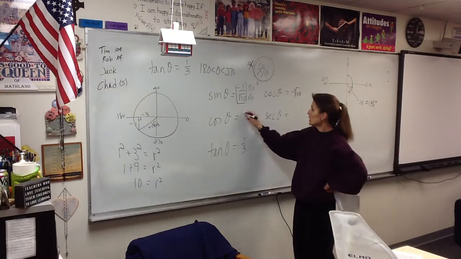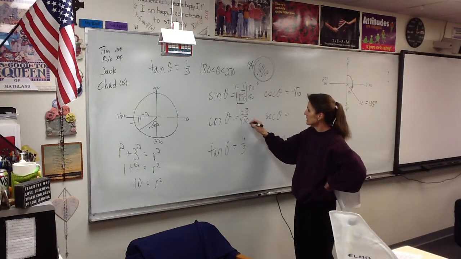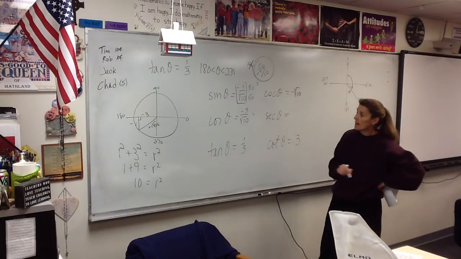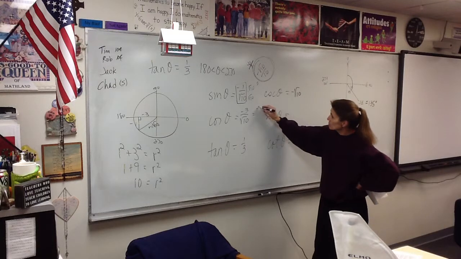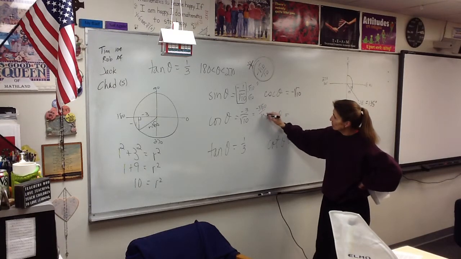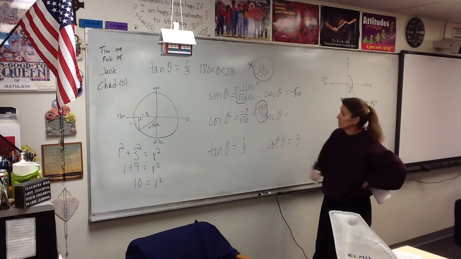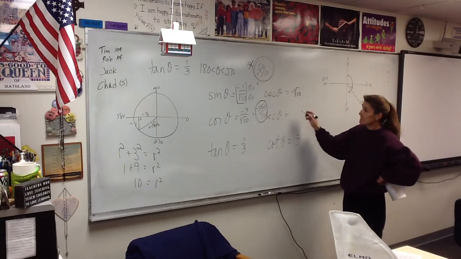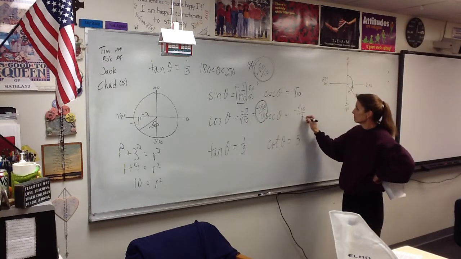Cosine. Adjacent over hypotenuse. Got the same issue I had before. I'm going to have to multiply the top and the bottom by √10 over √10. So I'll have -3√10 over 10. That's the answer. But this is what I'm going to flip. My secant will be -√10 over 3.